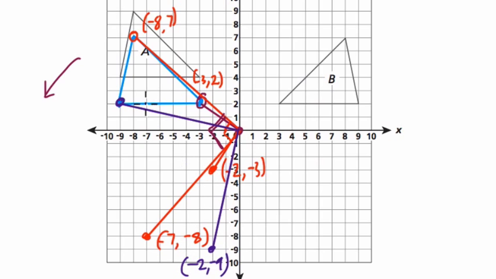I couldn't pick any other point around it because to get all the way to that original point, I have to go back 9 and up 2. So now I go back 2 and down 9. It's the same distance. So what's going on here? It's really sloppy. Sorry about that.